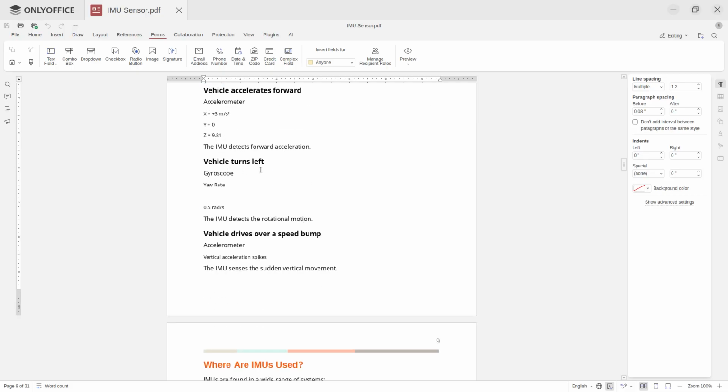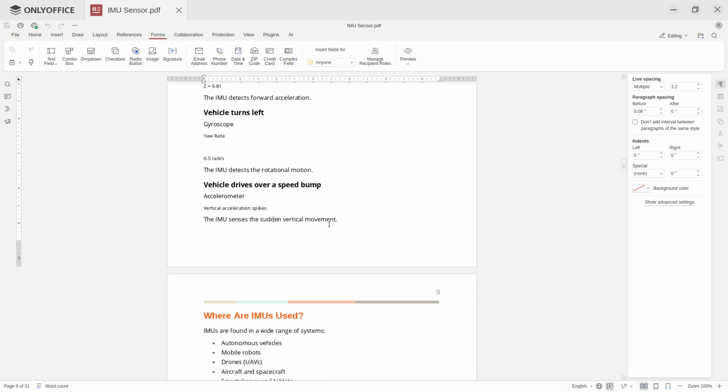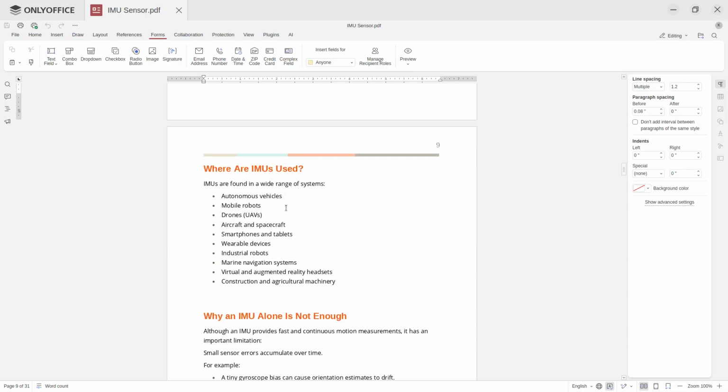Now what happens when the vehicle turns left? Gyroscope, yaw rate 0.5 radians per second. The IMU detects the rotational motion. So this is what the output will be when the car is moving. Okay, so the vehicle drives over a speed bump: accelerometer, vertical acceleration spikes. The IMU senses sudden vertical movement. Correct, right? I think this is well understood.